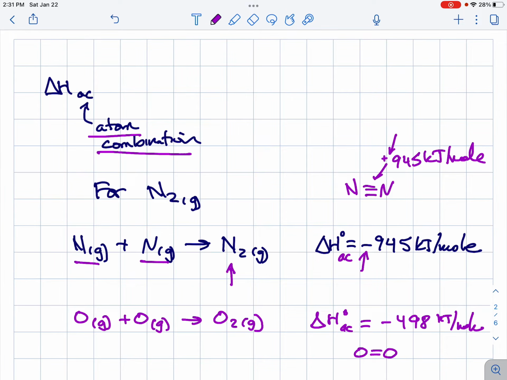But you know from earlier discussions that anytime you are taking atoms and forming bonds only, with no bonds being broken, you're going to have a negative DeltaH. So all of the DeltaHac values you're going to come across are negative because they're forming all of the bonds. It's like the total bond energy in the reaction.